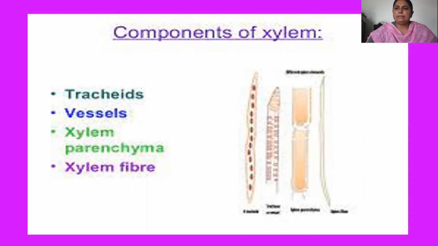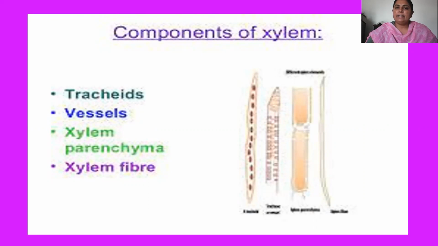And vessel members or vessels are the longer, elongated cells. These elongated cells are joined with each other in a chain-like fashion and provided with pits on their lateral walls. In this way, they are generally found in the taller trees, and they are responsible for long distance movement of water and minerals.